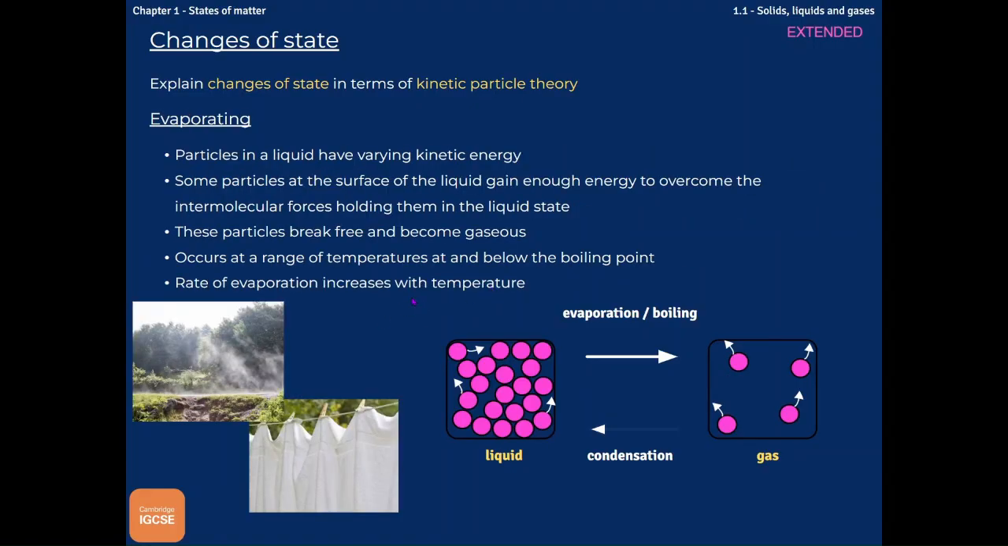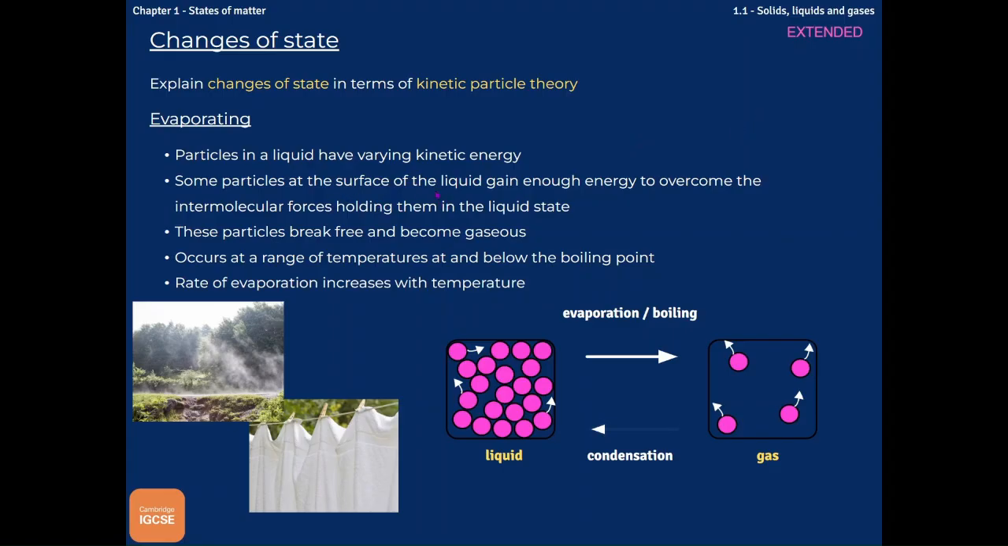And then, evaporation. Evaporation is similar. It's the same idea. It still has to do with energy and motion energy. But evaporation can happen at multiple temperatures, so it occurs at a range of temperatures at or below the boiling point. The particles in a liquid have varying kinetic energy. So if we think back to that very first graphic with all of those particles moving around, some of them are really fast and some of them are kind of slow. The temperature is the average, but each particle has a different amount of energy.